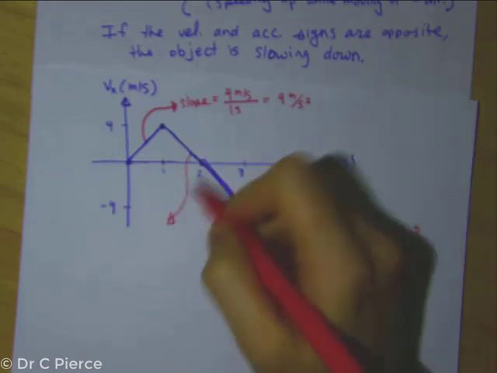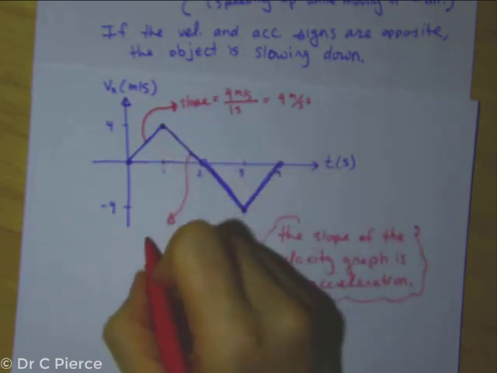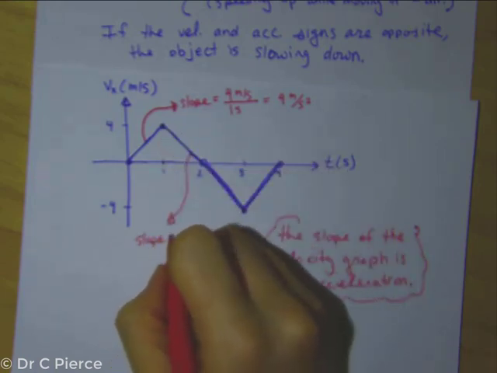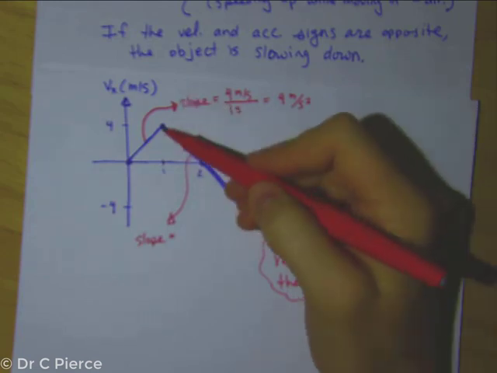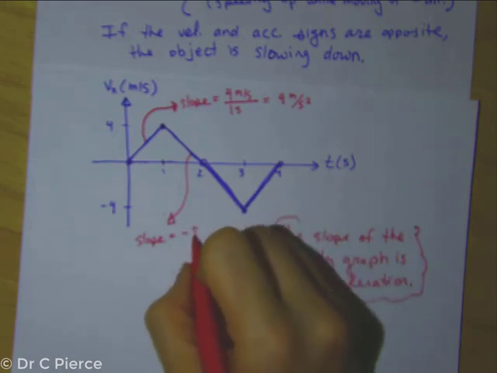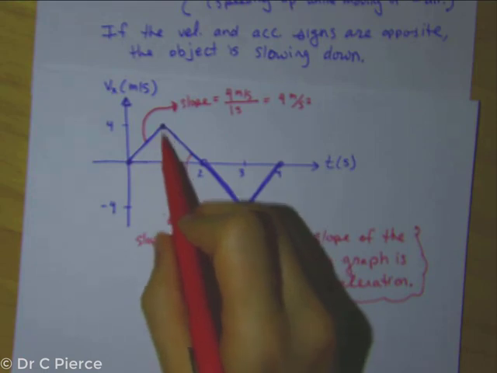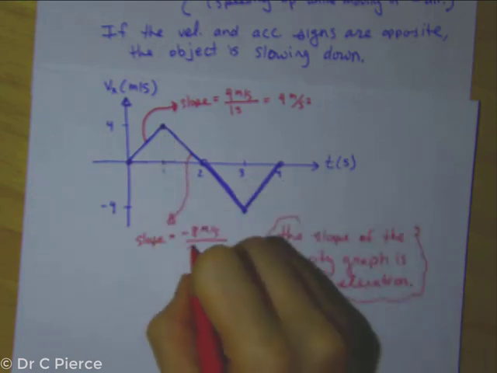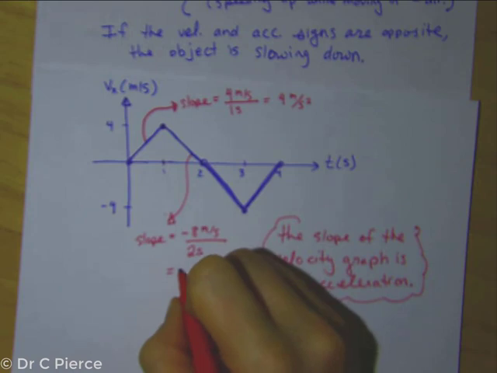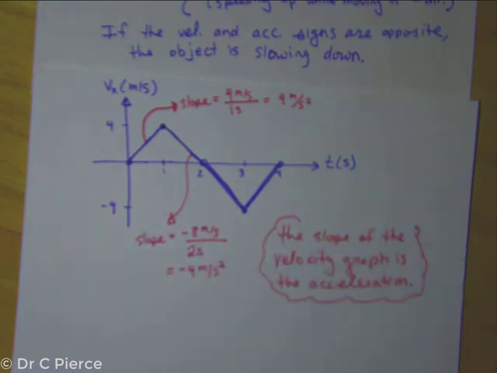During this whole time, from 1 to 3, it had the same slope, and let's find that. Its rise was actually a fall, so it fell -8 meters per second. And the run was 2 seconds. So -4 meters per second squared. We found that earlier using the equation. We find it again this way by looking at the graph.